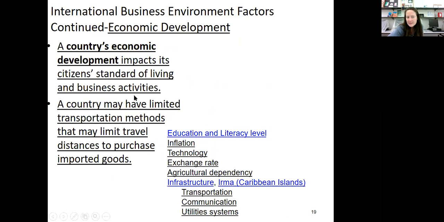Economic development. So this can be anything from how intelligent they are with their education to their technology, their roads, highways, communication systems, like do they have Wi-Fi? Do they have power? Or does the power go out all the time? Because you guys know, if you've been watching the news with Texas, no power, no production. You're just trying to survive.